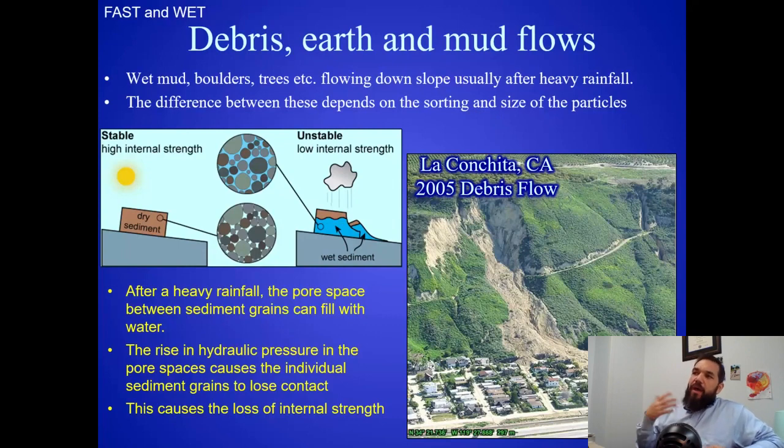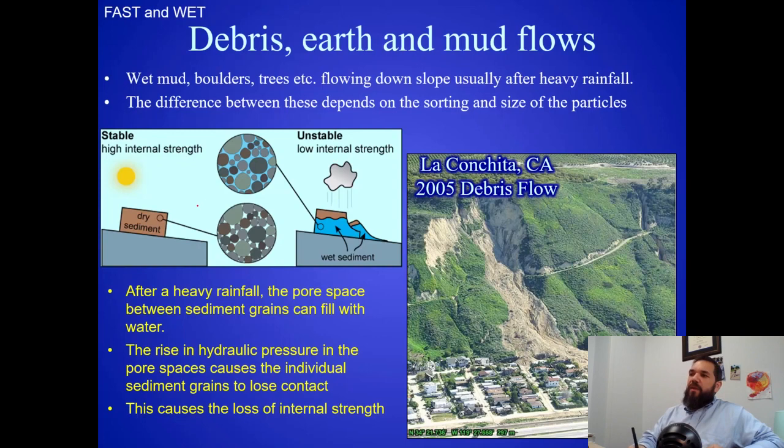They include wet mud, boulders, trees, whatever soil, and it's all going to move downhill, usually after a heavy rainfall. The difference between these things depends on the sorting and the size of the particles, how much water was involved, and how fast it is. Like I said, you don't have to make these subtle distinctions.